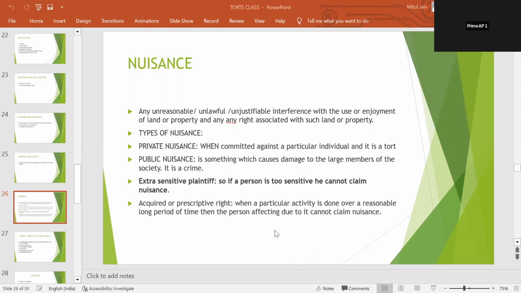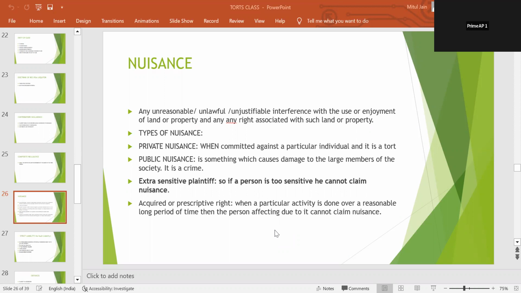Now let's talk about the two defenses. The two defenses that are available in the case of nuisance are extra sensitive plaintiff and acquired or prescriptive right. I'll get into this. First one is extra sensitive plaintiff. What do I mean by extra sensitive plaintiff? Extra sensitive plaintiff is basically a plaintiff who cannot withstand any sort of reasonable interference as well.